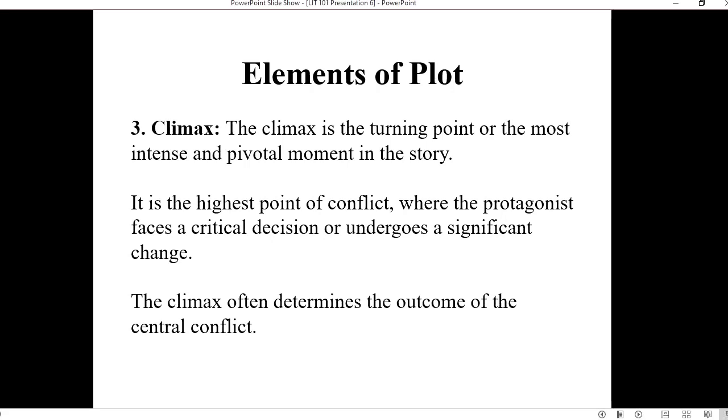So that's why it is established that the climax often determines the outcome of the central conflict. So whatever happens at that moment will determine how the story will end.